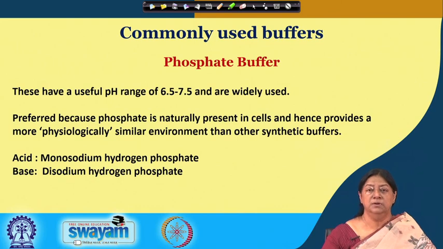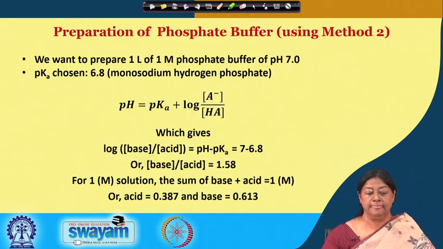The most commonly used buffer is probably the phosphate buffer. The useful nature of the phosphate buffer is its pH range from 6.5 to 7.5, and it is preferably used because phosphate is naturally present in cells and hence provides a more physiologically similar environment than other synthetically used buffers. Here the acid is monosodium hydrogen phosphate, the base is disodium hydrogen phosphate.